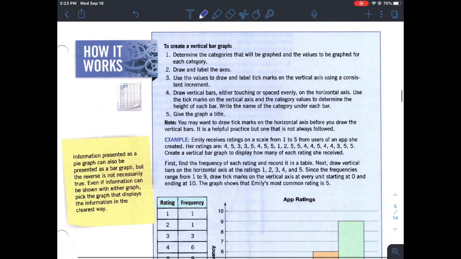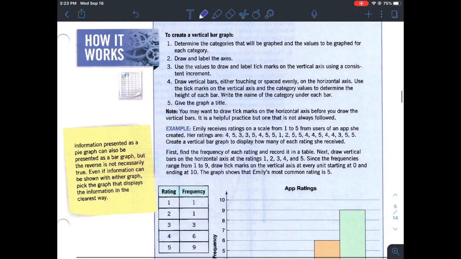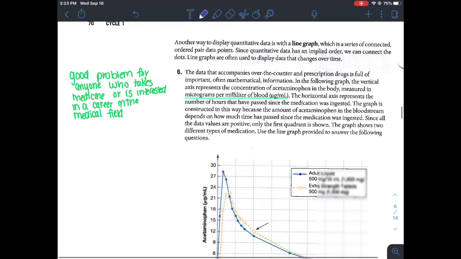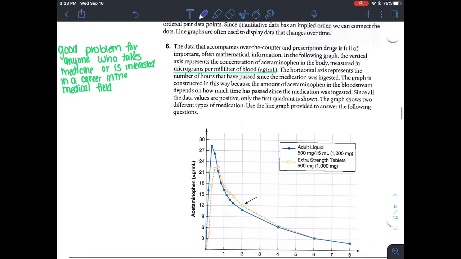Another little notes page on how to create a bar graph. I'm hoping that most of you have made a bar graph in your life and feel confident making your own bar graph. If not, here are examples on that.